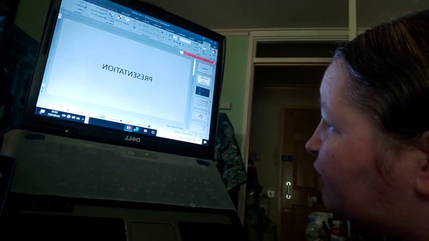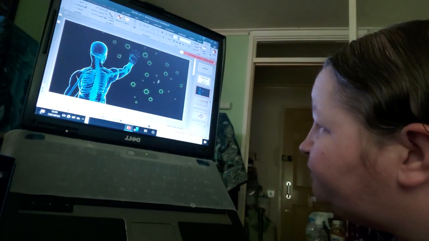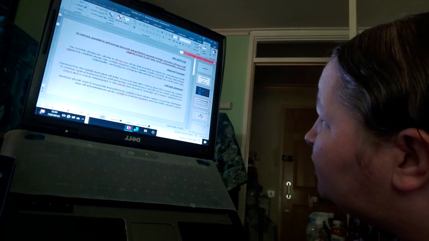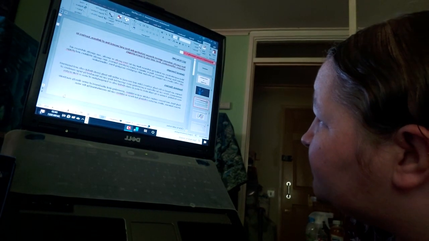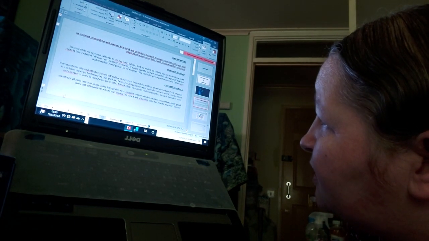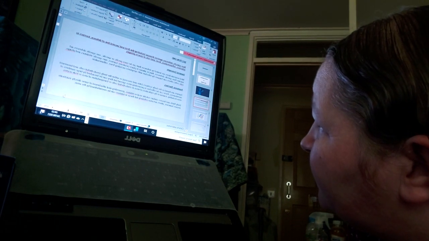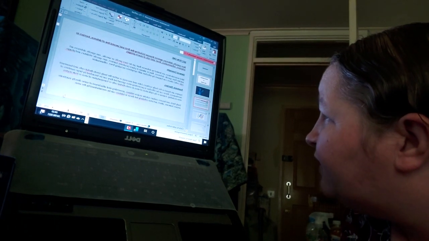This is a presentation on human immunity by Rose Rogers. Section 1. Non-specific defences against disease, including the first and second lines of defence, barriers to infection, inflammation, fever and the role of macrophages.